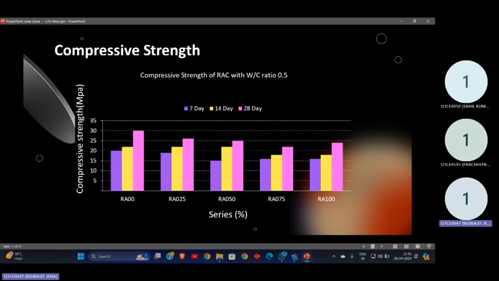In the x-axis, we observe RCA, RA00, RA025, where the numbers signify the percentage of RA present in the normal aggregates. The three colors represented are purple, yellow, and pink. The purple color signifies the compressive strength of the concrete after 7 days. Yellow color signifies the compressive strength of the concrete after 14 days, as well as on 28 days.